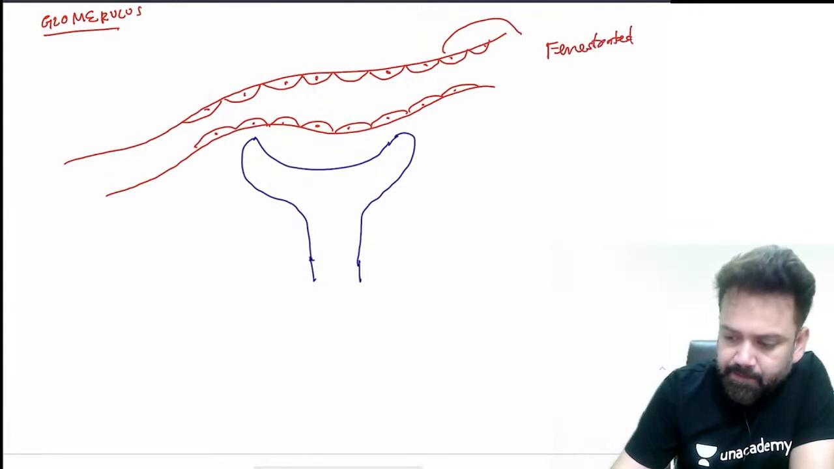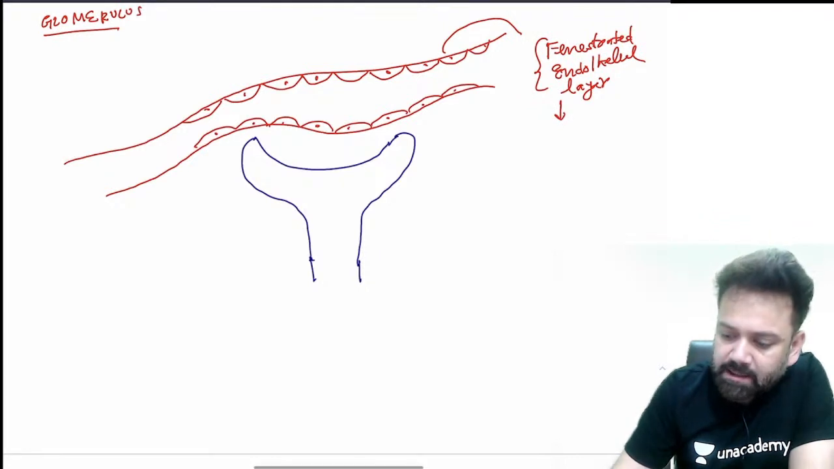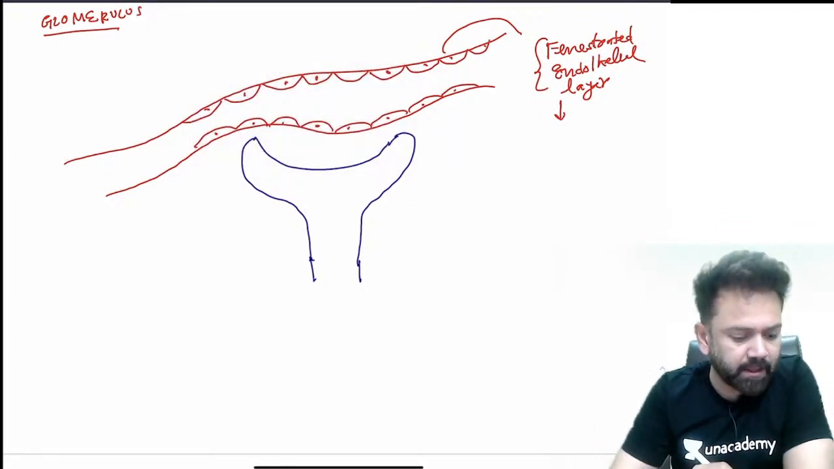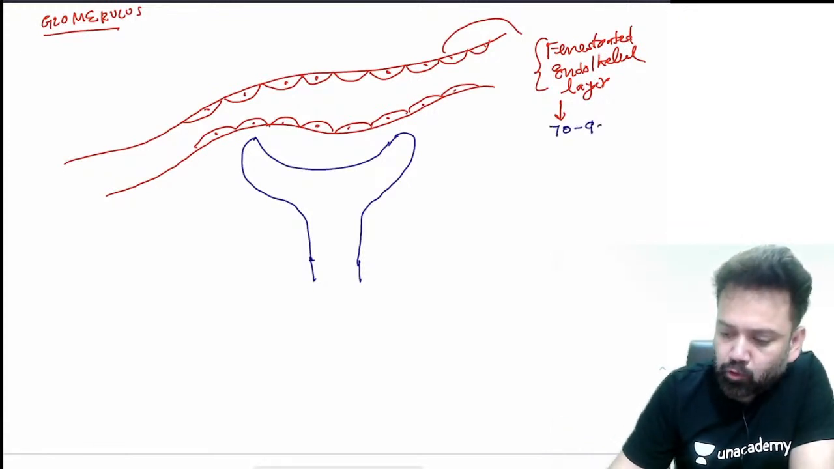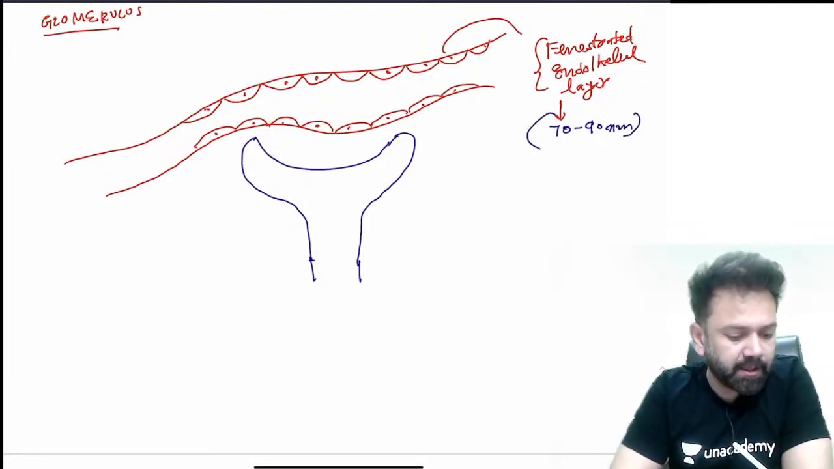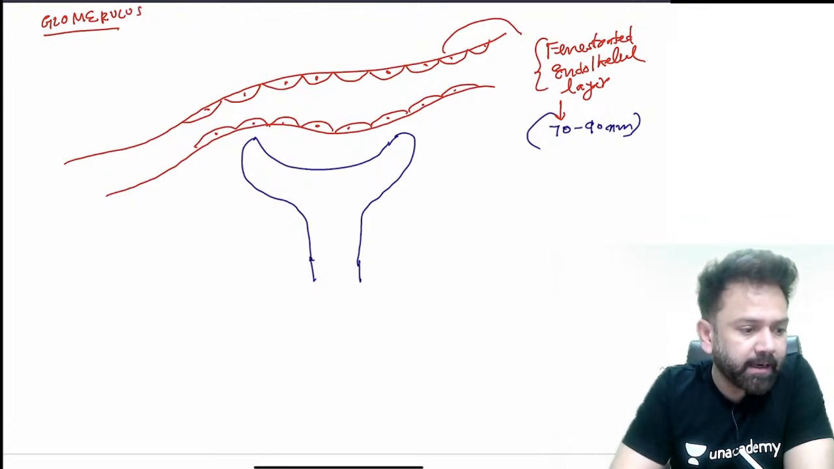Fenestrated endothelium. So the first layer is the fenestrated endothelial layer, or cell. And what is the size of the fenestration? These are fenestrated and the size is 70 to 90 nanometer, so that so many things can be filtered.